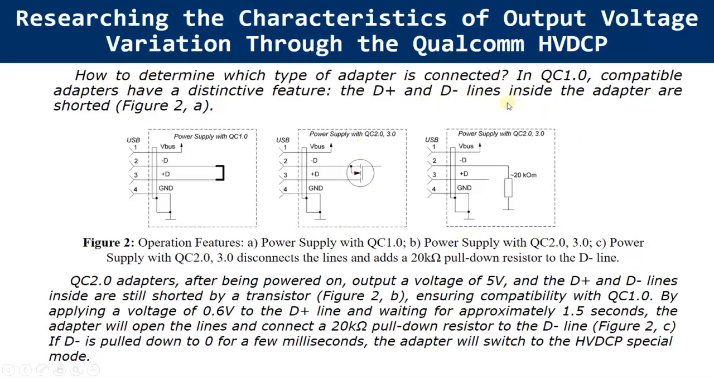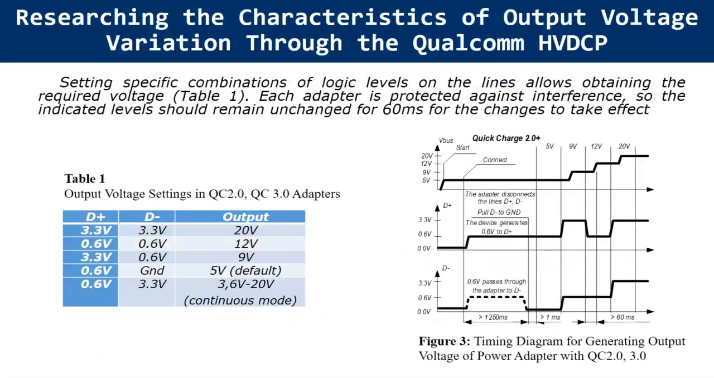If D- is pulled down to 0 for a few milliseconds, the adapter will switch to the HVDCP special mode. Setting specific combinations of logic levels on the lines allows obtaining the required voltage. Table 1. Each adapter is protected against interface noise, so the indicated levels should remain unchanged for 60 milliseconds for the changes to take effect.